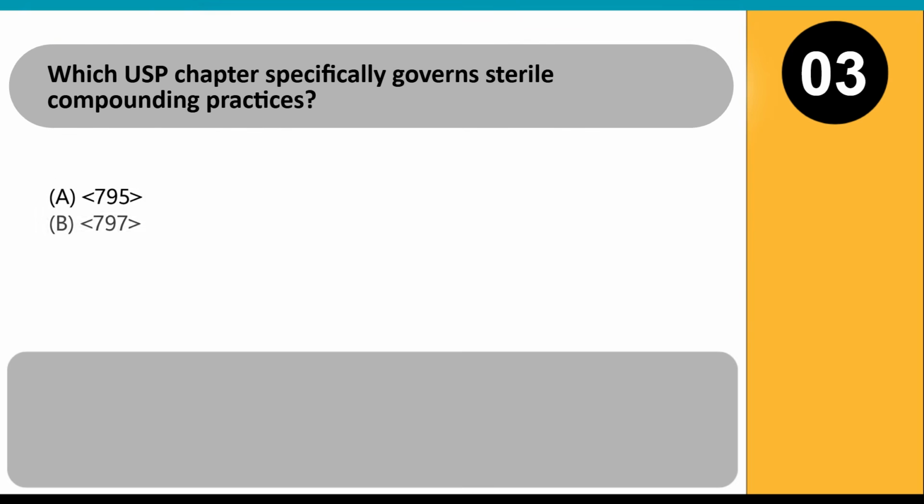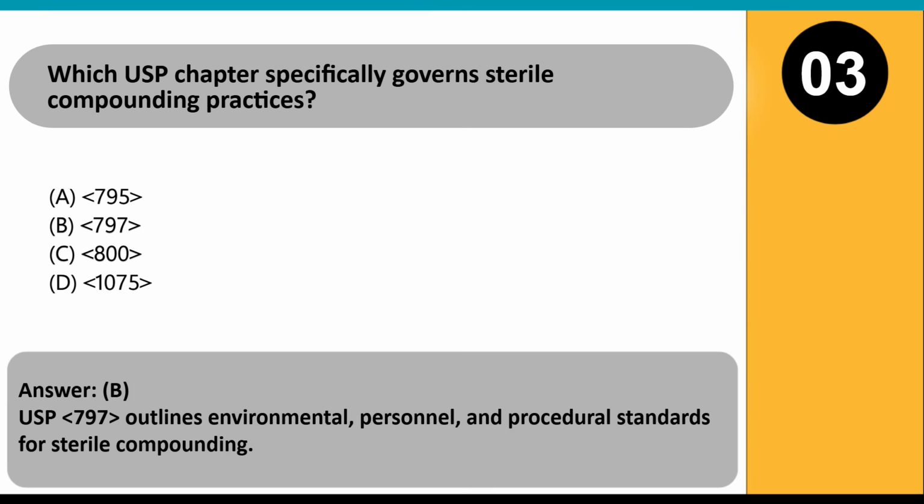Which USP chapter specifically governs sterile compounding practices? A. Less than 795. B. Less than 797. C. Less than 800. D. Less than 1075. Answer, B. USP less than 797 outlines environmental, personnel, and procedural standards for sterile compounding.